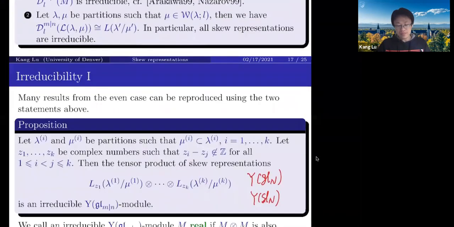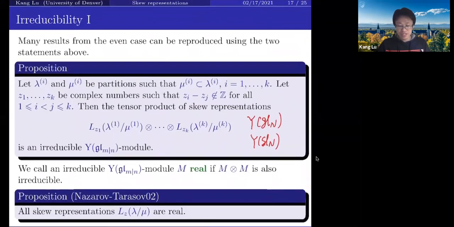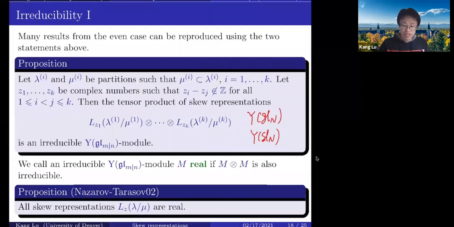And because n is very large, this will be an equivalence of two categories. Then you know that there is an irreducible module in the degenerate affine Hecke algebra corresponding to this. Now you apply the functor back, and you will get the corresponding result for the super case. So that's the idea.